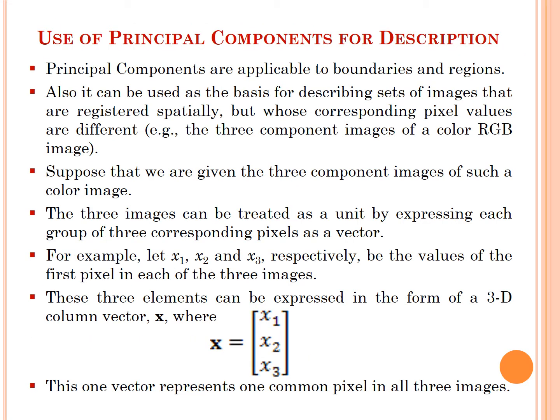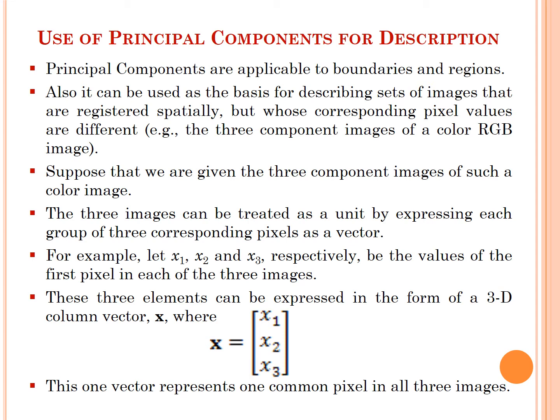Use of principal components for description. Principal components are applicable to boundaries and regions. Also, it can be used as the basis for describing sets of images that are registered spatially but whose corresponding pixel values are different, for example, the three component images of a color RGB image.